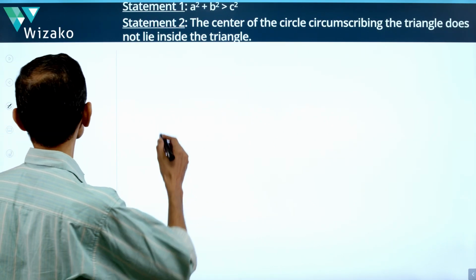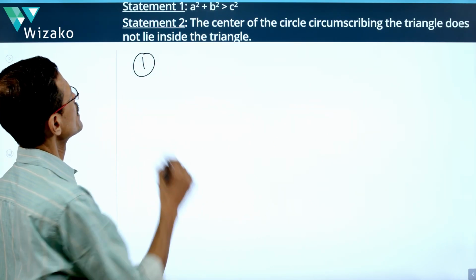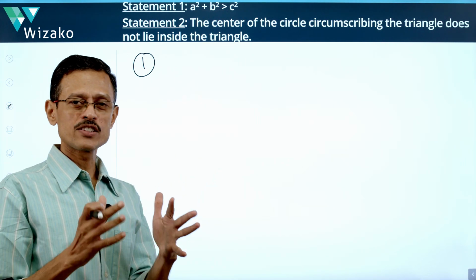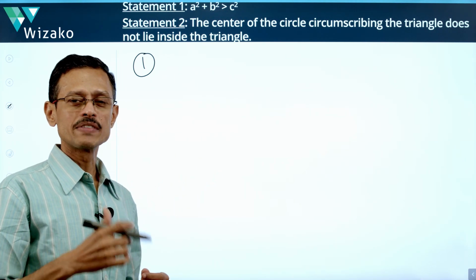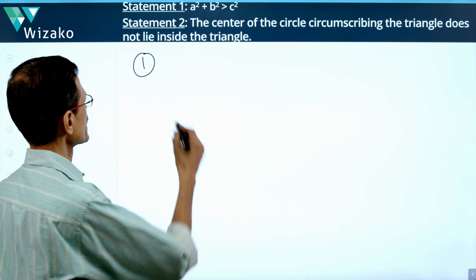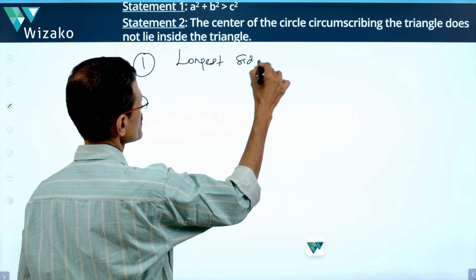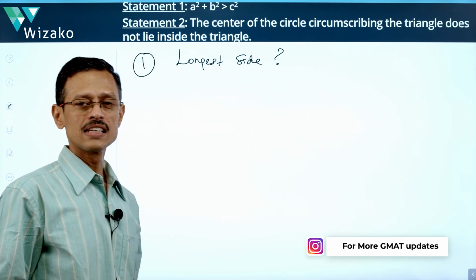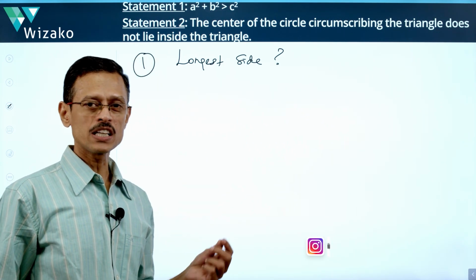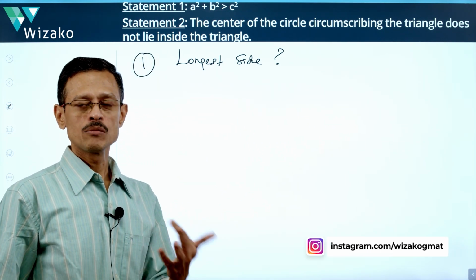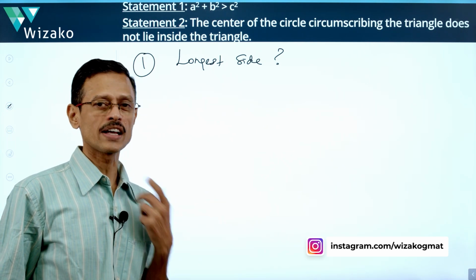Evaluating the statements together, we know from statement 1 that a square plus b square is greater than c square, but we did not know which side was the longest side. Longest side was not known. Which side is the longest side is still leaving us in the lurch. If C happened to be the longest side, we would have had a definite answer, but that's not to be, that information is not available to us.